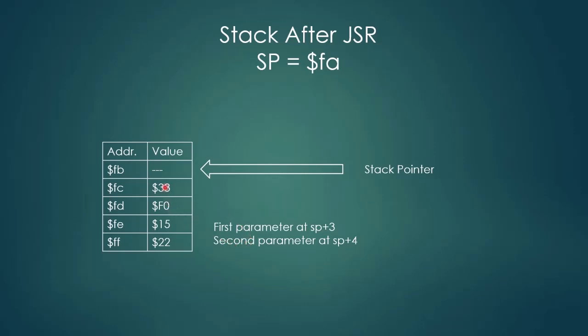Here is the return address from the JSR instruction, and you may notice that the return address is stored in low-high format, as it's sometimes called, or little endian format. In other words, the lower order byte is stored first, and then the high order byte.